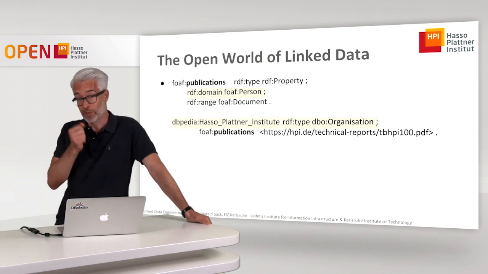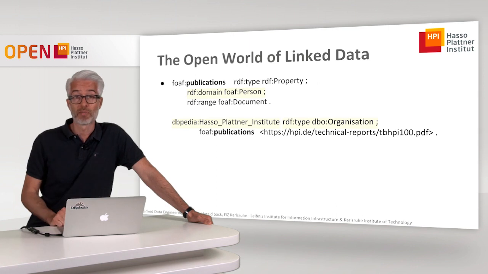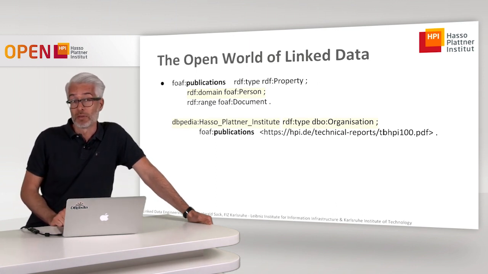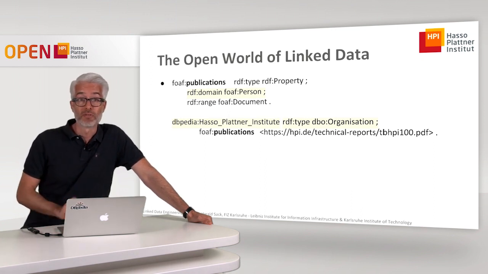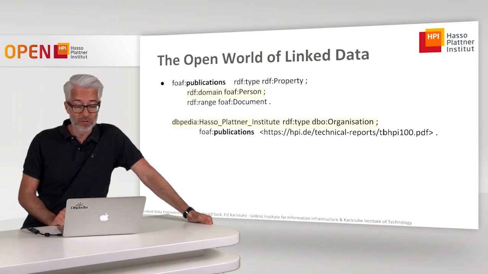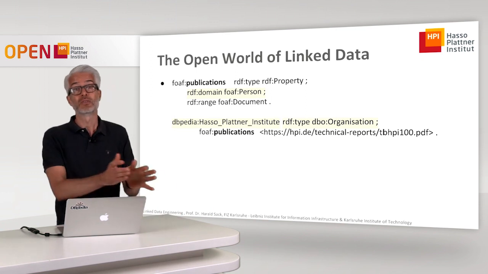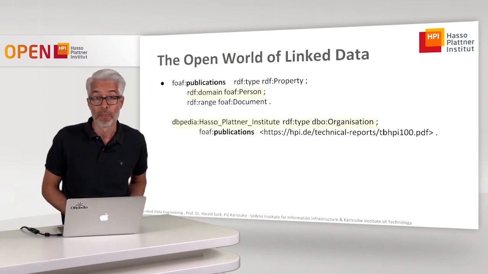Now, it can happen that, for example, you are using a vocabulary, but probably not using it in the correct way it was intended to. Let's look at the following example. You have here the property FOAF publications, and this is defined in the FOAF namespace with the domain person and the range document, which means a person can have documents which are the person's publications.